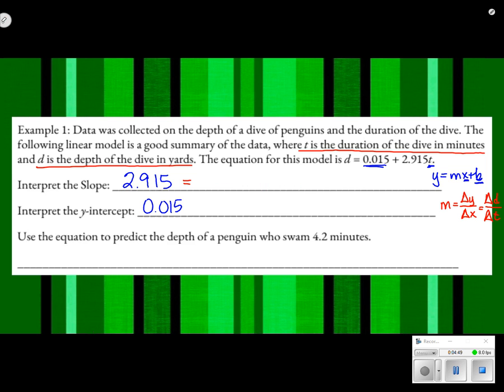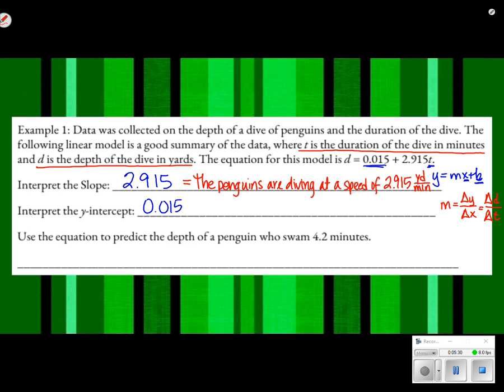So what I'm going to do is write a little statement. So the penguins are diving at a speed of 2.915 yards per minute. Now, I know that we have 2.915 in two places, but again, this was my thought process. I identified the slope, then I thought about what it meant, and then I wrote a sentence interpreting what that slope means, including units.